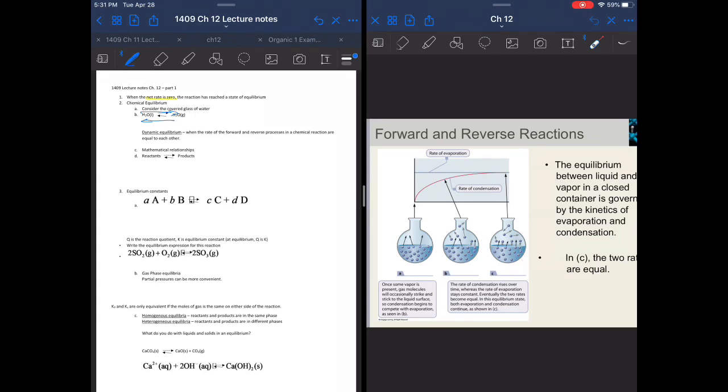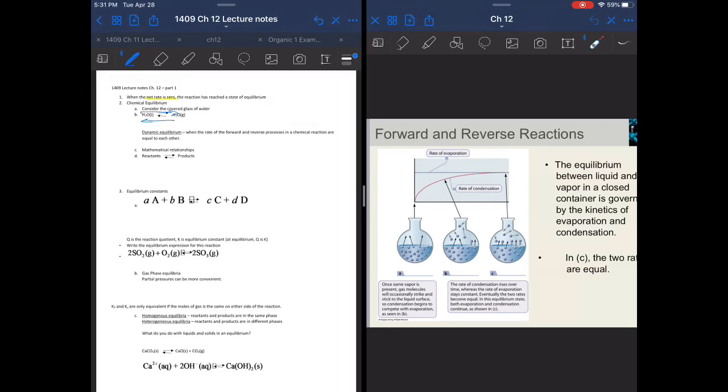And now you've got, what's the word? A static amount, not static, this is dynamic. You have a certain amount in the liquid phase, a certain amount in the gas phase, and you're not getting any net change. You have the same number of liquid molecules evaporating as you do gas molecules condensing. And that's called a dynamic equilibrium.